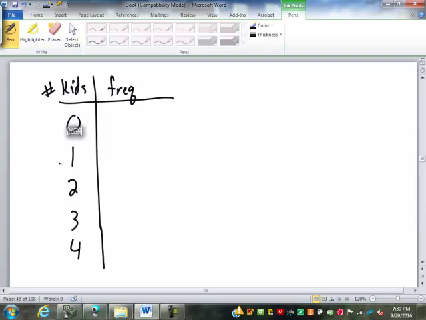Our frequency: we got 12 with 0 kids, 19 that have 1 kid, 13 with 2 kids, 4 with 3, and 2 with 4. I think that'll add up, I hope.